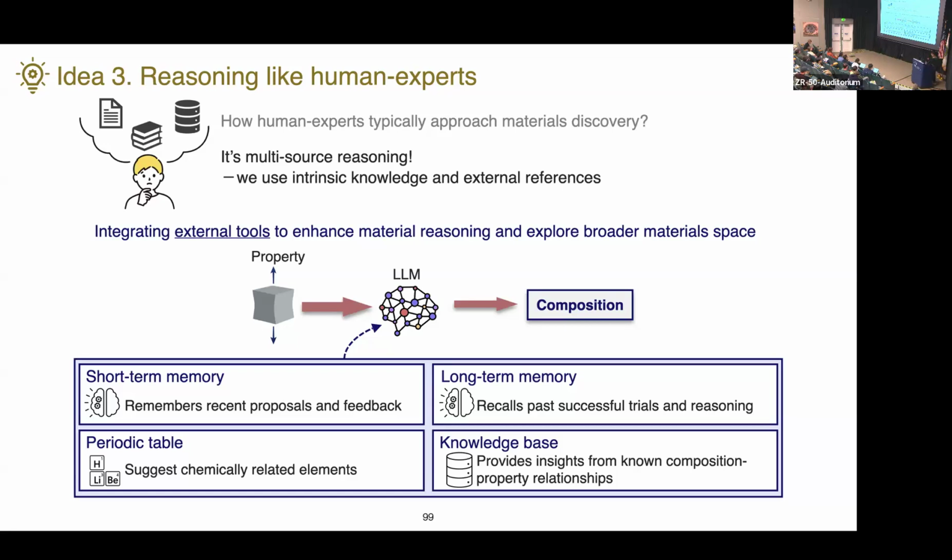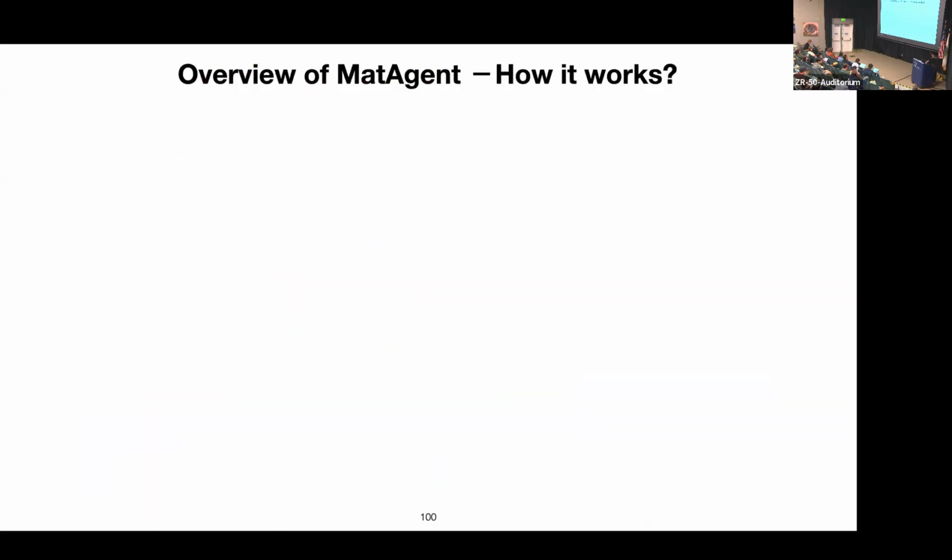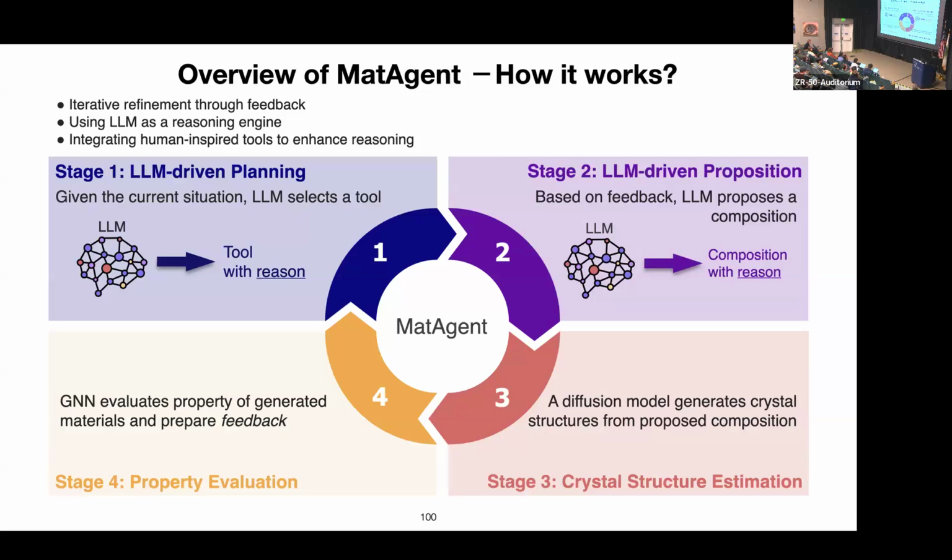We also include the periodic table, which suggests chemically related elements, and a knowledge base to provide insights from non-composition property relationships. And of course, in your domain or in your task, you can design what kind of external resource you need, right? So how does this work? It has 4 stages in a loop. Given the current situation, the language model will select a tool. Then in the second stage, the LM will generate a proposition based on the tool and the previous cycle's feedback. Based on the proposition, the diffusion model will generate the material structure, right? You compare this structure with the input requirement, it will generate the feedback, and you continue with this loop.